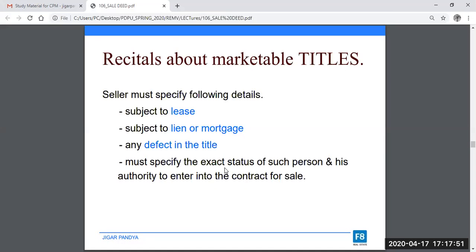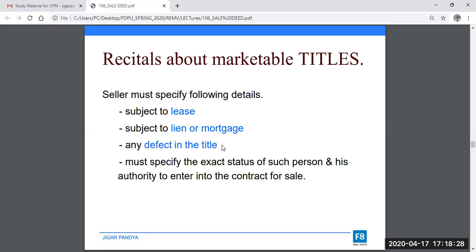When you're looking at titles, you should ideally look at things like, is there a lease on this property? Is there any lien or mortgage on the property? Or if there is any defect in the title. Now, a lease is understood because a lease can be extended or terminated. Liens can be paid off, and a mortgage is attached with the property, so it will flow with the property. So these two are not such a big issue if they come out. But any defect in the title is a major issue.